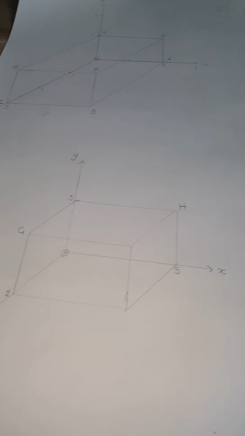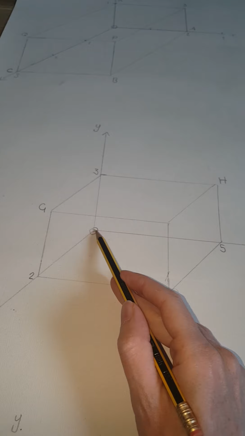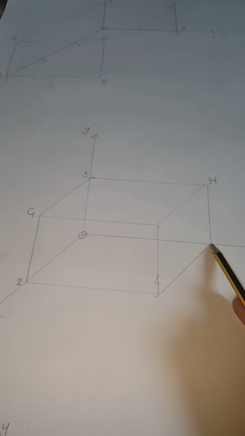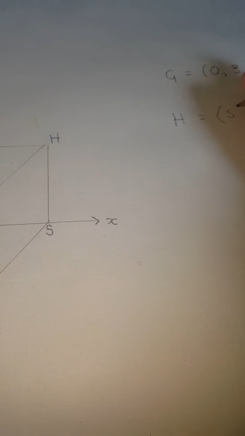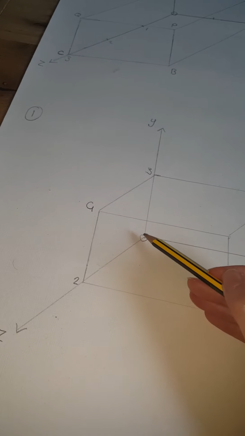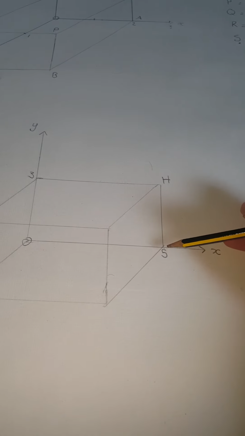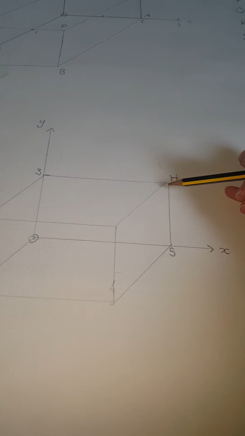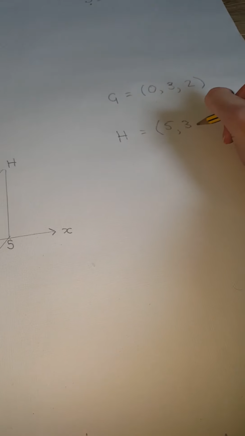Right, moving on to H. This time, to get to H along the x-axis, I go along 5 places. So the x coordinate of H is 5. Now, how far up the y coordinate did I go to get to H? Well, you'll see that I go up 3 places. So the y coordinate of H is 3.